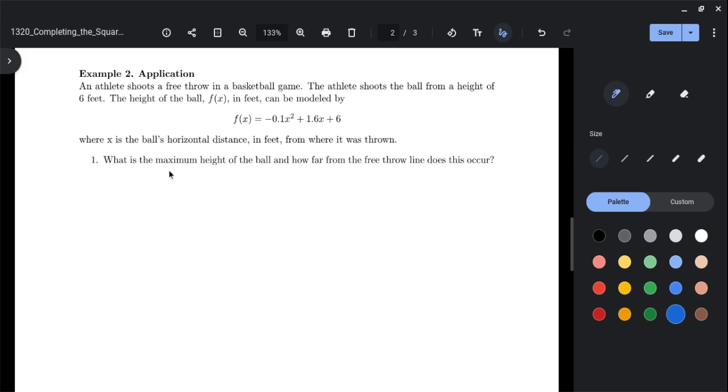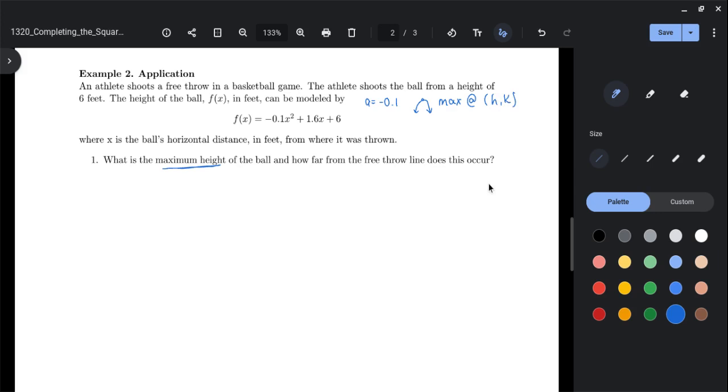So if we're looking for a maximum height and our equation is modeling the ball height, then that means that we're looking for the vertex. And again, you can notice here that our A is a -0.1. So our A is less than 0. So that means we're going to have a downward facing parabola, and we're going to have a max at our vertex of HK.